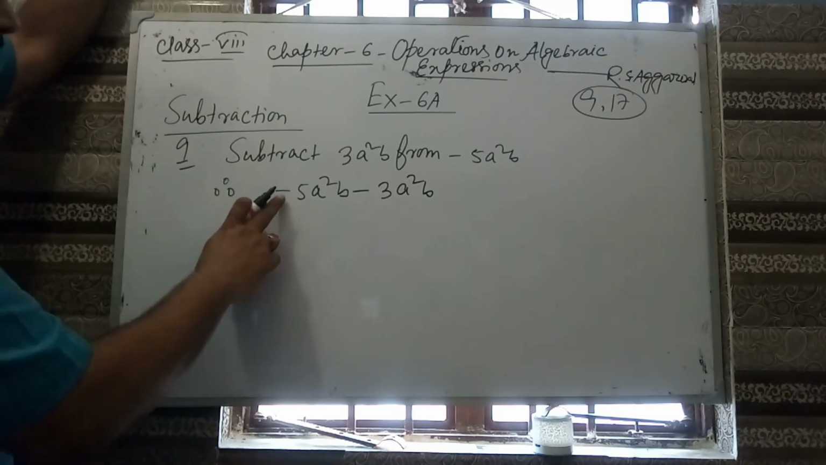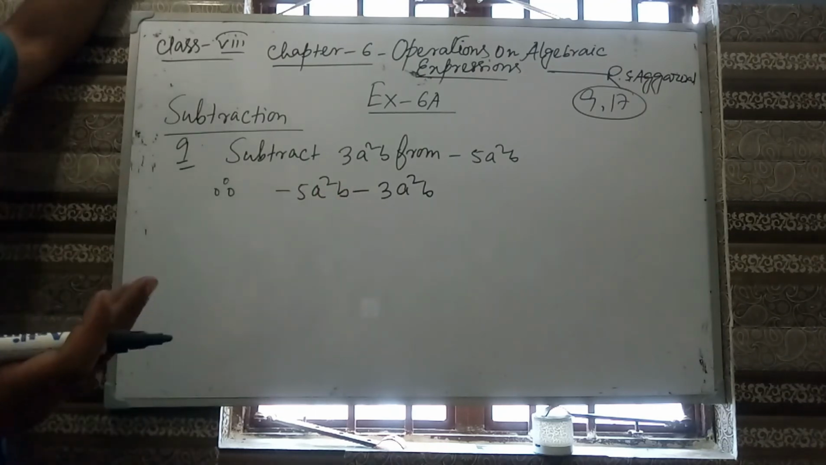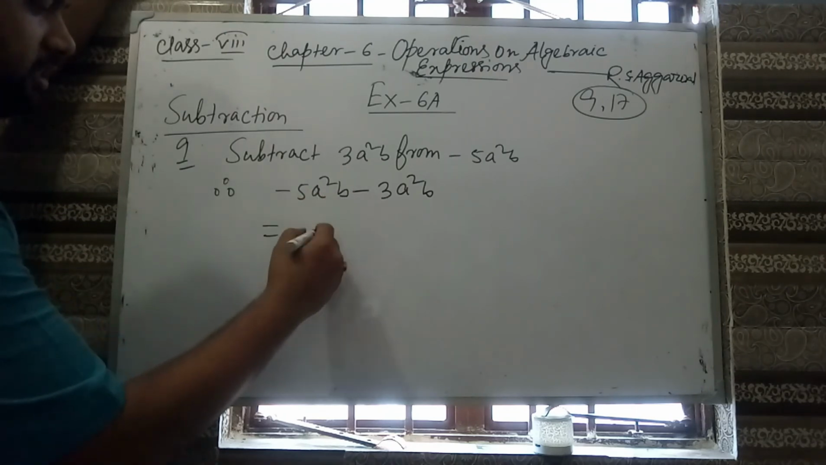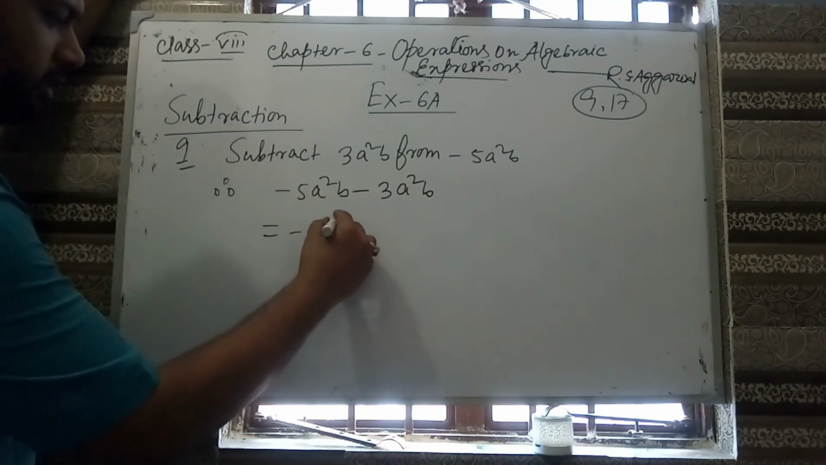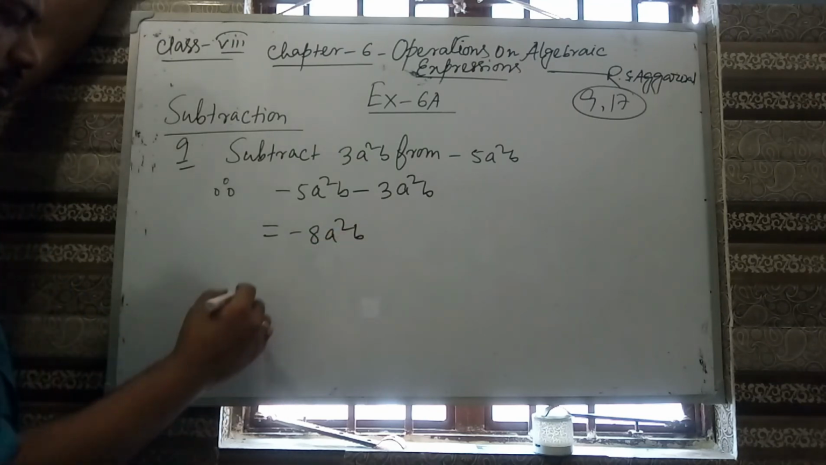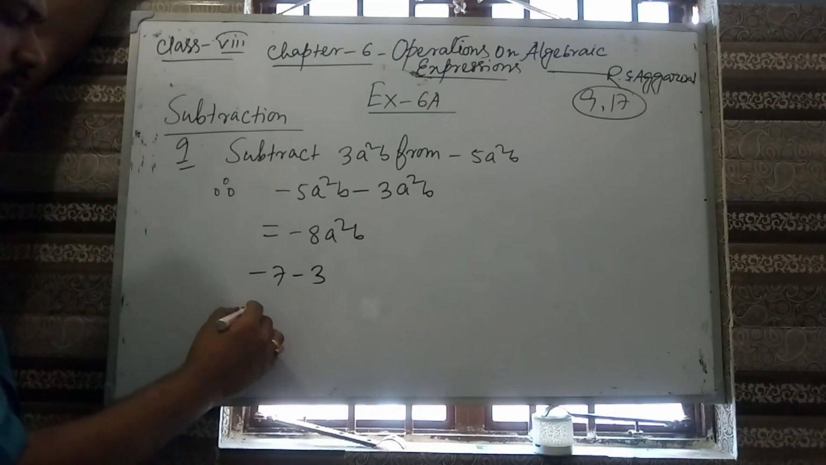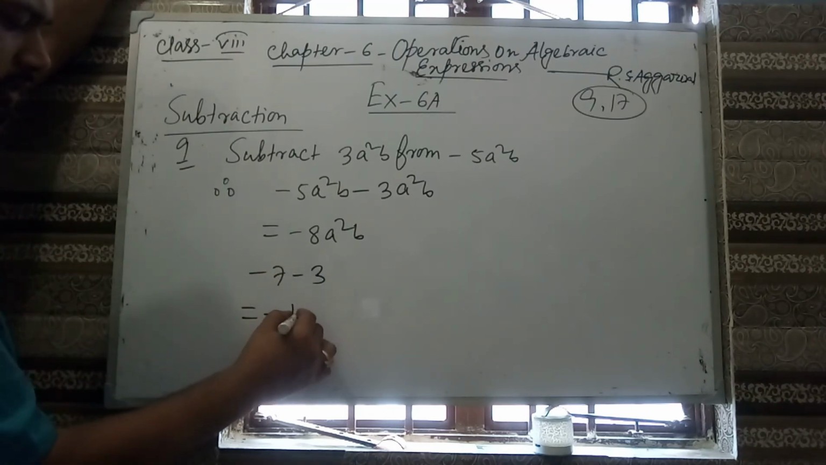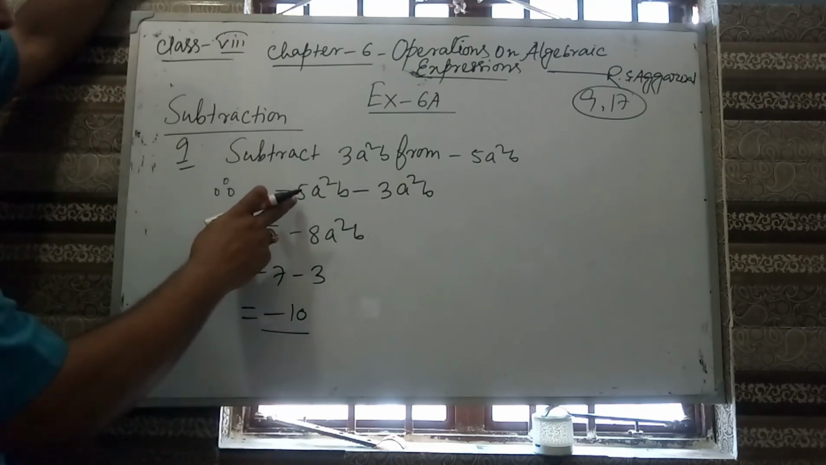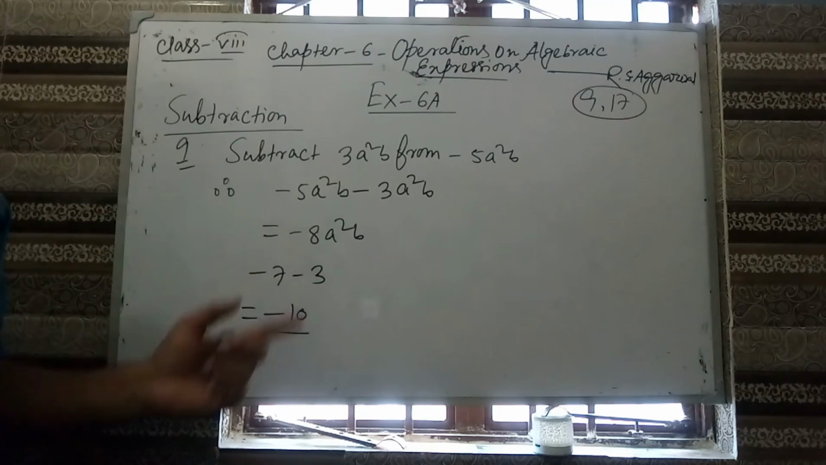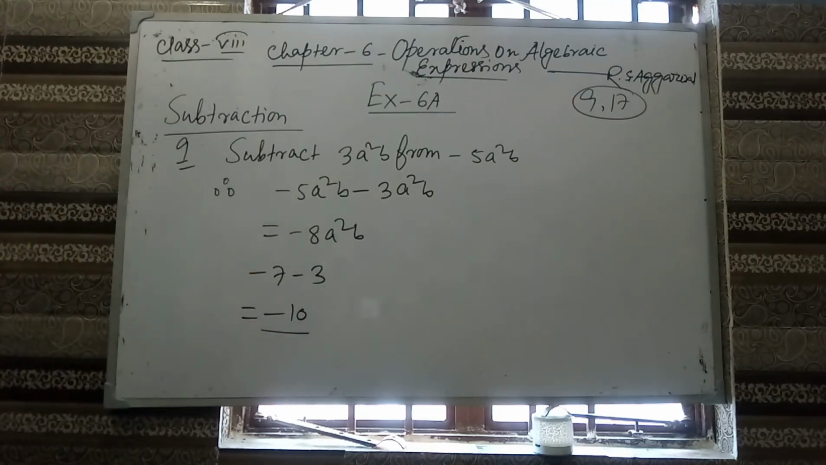Minus, same sign. When we have same sign, what we will have? 5 and 3, minus 8 square b. Just like if you have minus 7 and minus 3, what do you do? Minus 7 and minus 3, so it is minus 10. So just like minus 5 square b and minus 3 square b, minus 8 square b. Done.